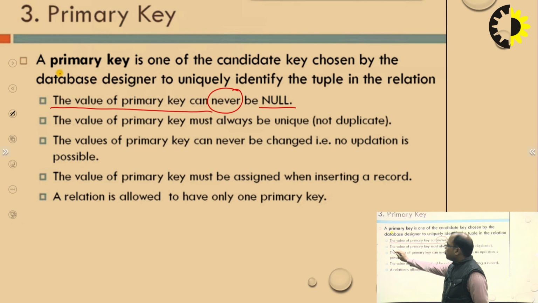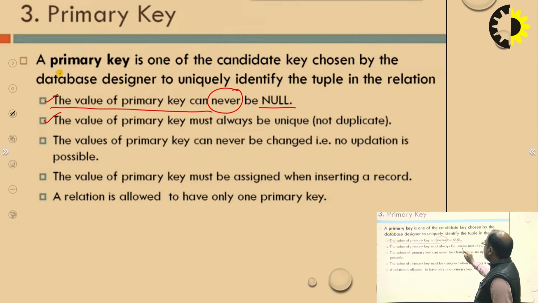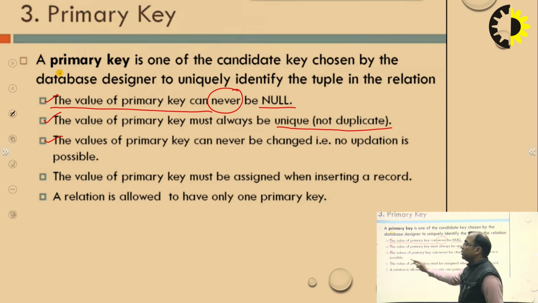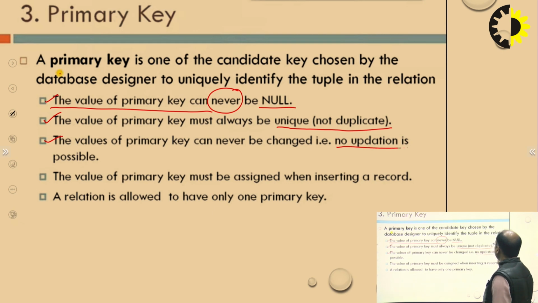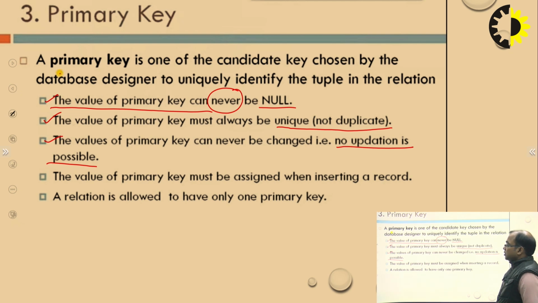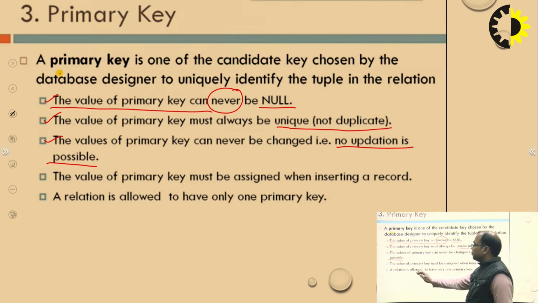Second point is that the value of primary key must always be unique. There is no duplication. It must be unique only. Next, the value of primary key can never be changed, that is, no updation is possible. In a general scenario, we cannot update this primary key. So primary key never changes. That is one of the important points.